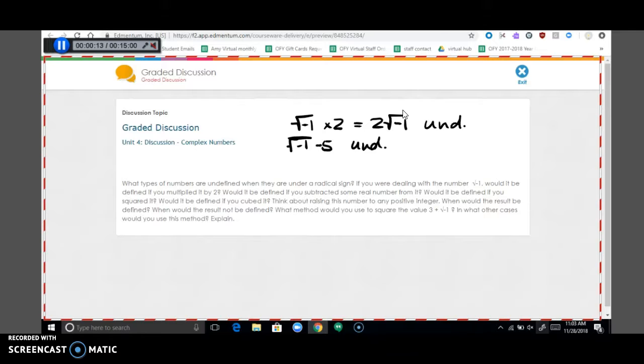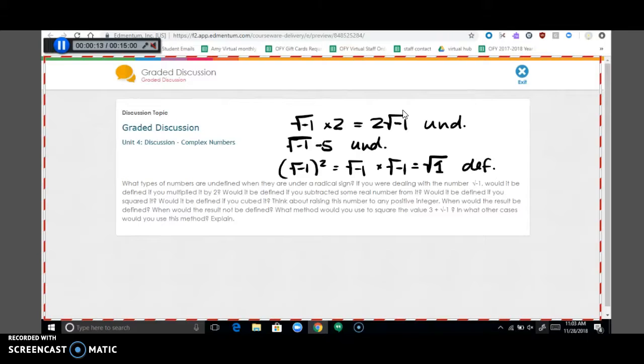Now it says, would it be defined if you squared it? So let's do square root of -1 squared. Well, that would be square root of -1 times the square root of -1, which when we multiply square roots, we just multiply what's inside. -1 times -1 is a positive 1. Now all of a sudden it is defined, right?